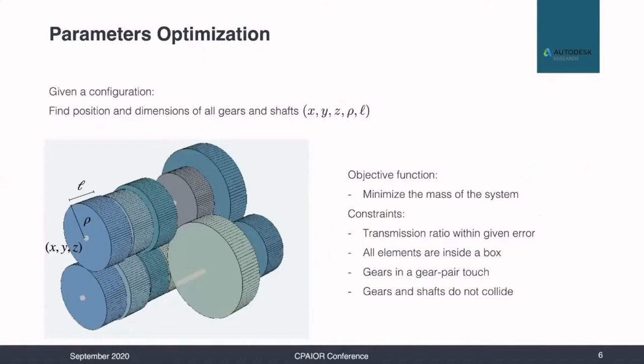Obviously, we will need to maintain certain mechanical and geometrical constraints. The first one is that the transmission ratios need to be within a certain threshold from the desired target values, but we also need to maintain geometrical constraints such as requiring that all elements are within a box with specified dimensions, gear pairs need to touch, and gears and shafts do not collide.